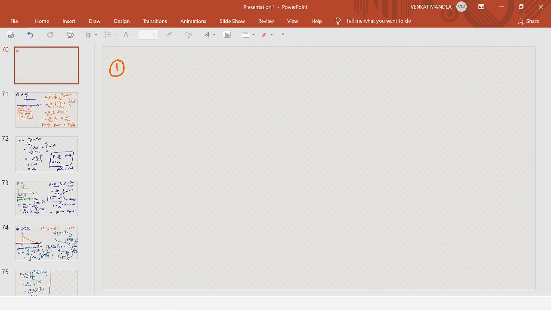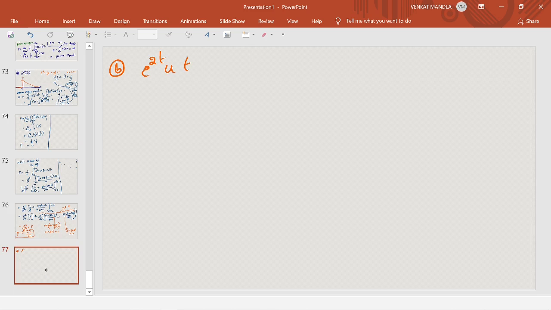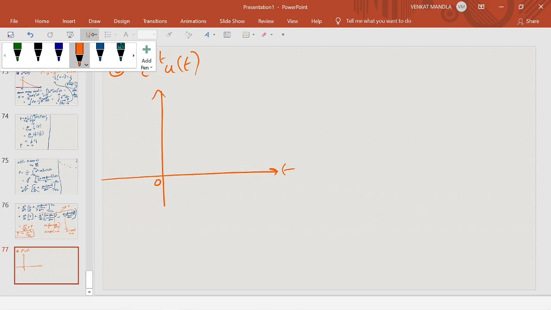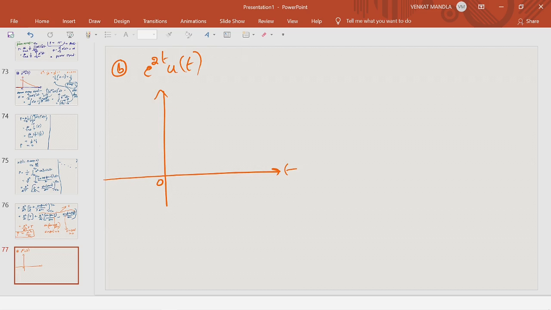So first, the sixth one. Where is the sixth one? We shall draw the signal. How is it there? This is t. We are multiplying with u of t, so only the positive side of the signal is present. For the negative side, we multiply e power 2t with 0, so we don't have a negative side signal.